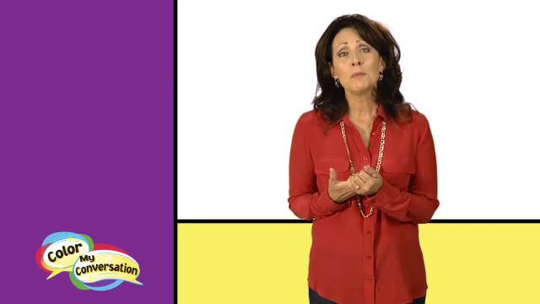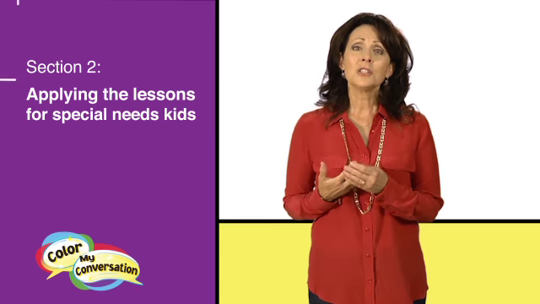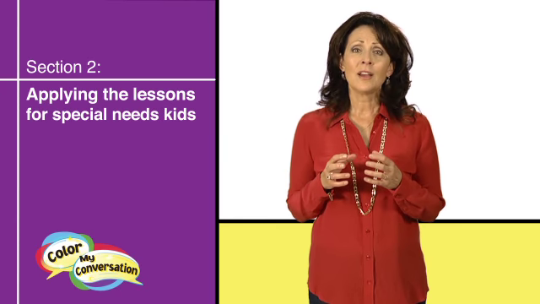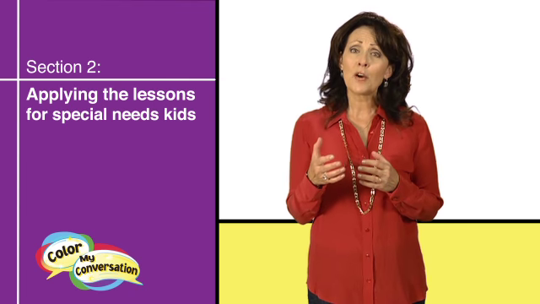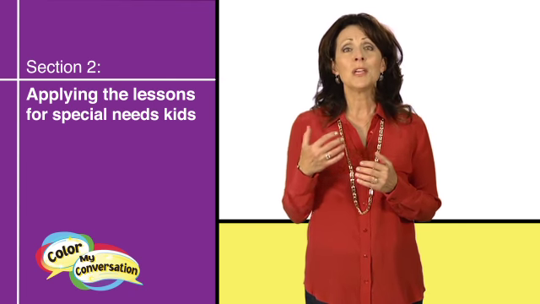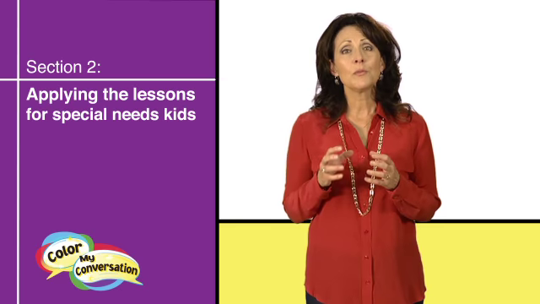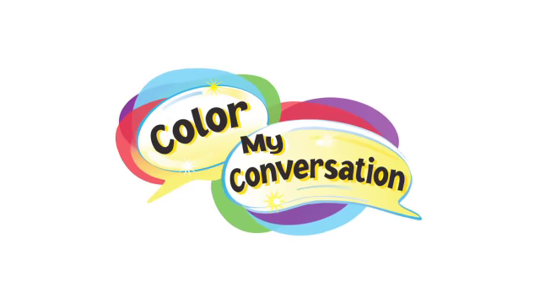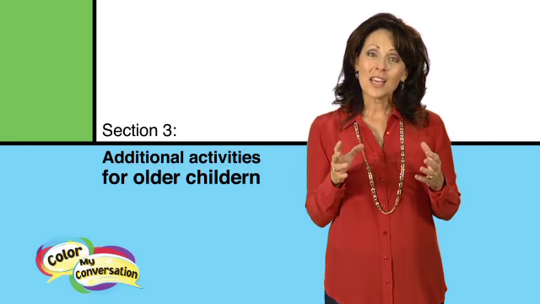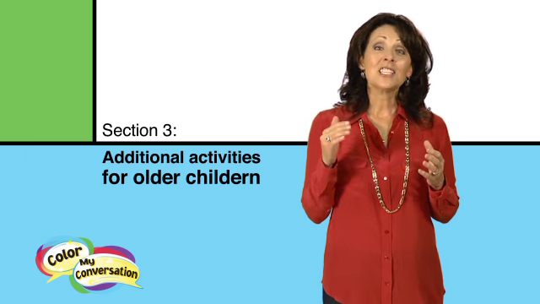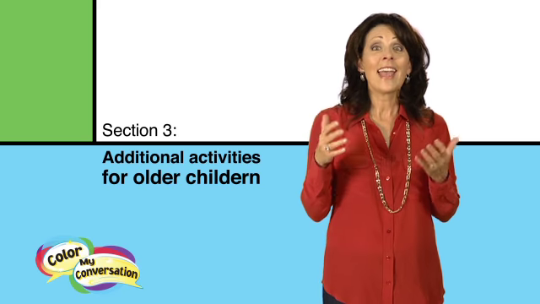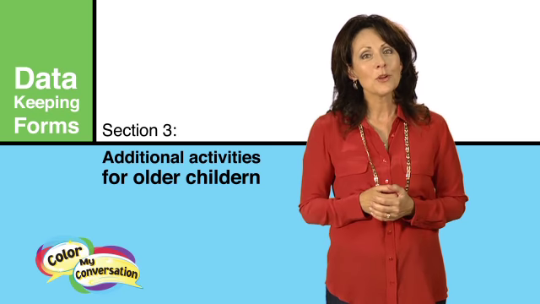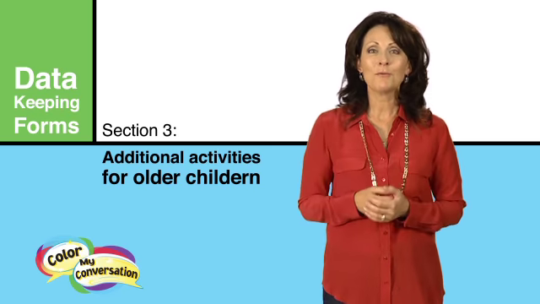There are 2 supplementary sections to the Color My Conversation program. Section 2 is a specific area that provides lessons from the beginner level of the Color My Conversation program, which can be applied for children with special needs. In Section 3, this is where you're going to find additional activities that you can do with older children. And it's also the place where you're going to find the data keeping forms.